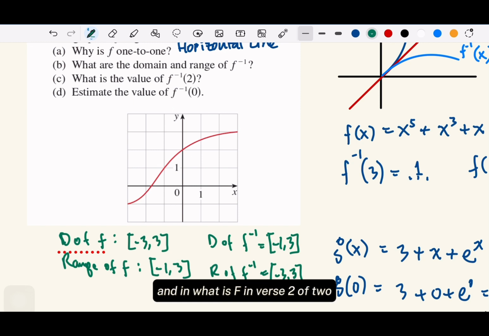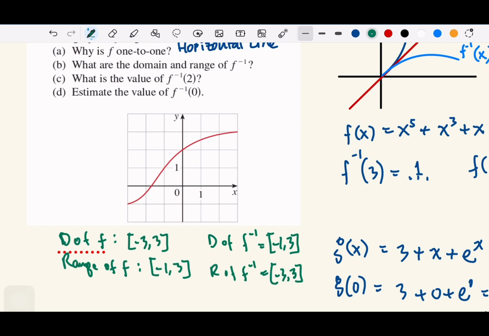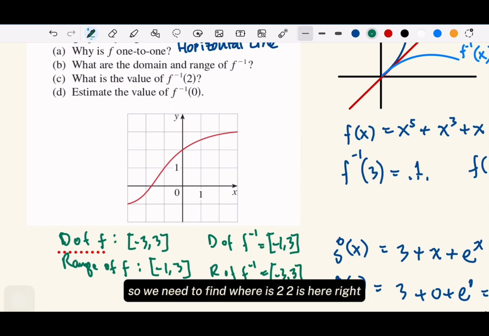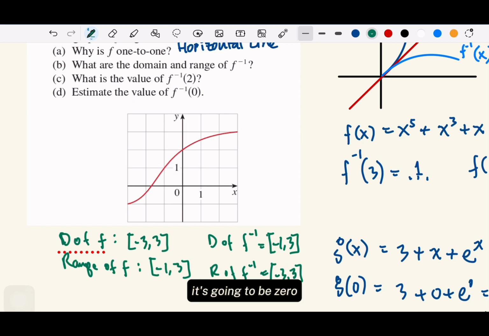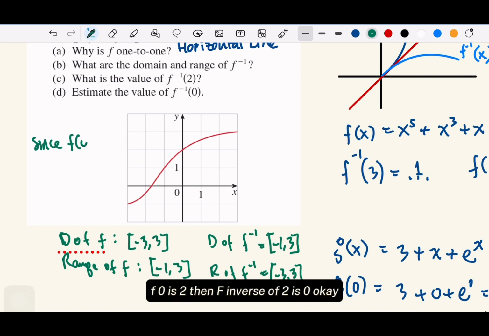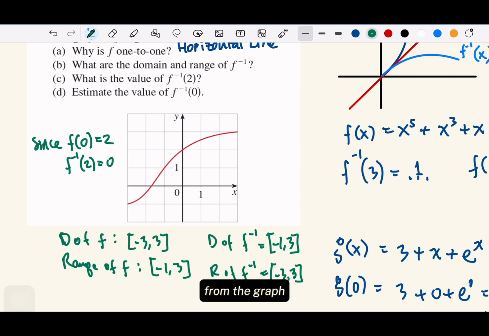And then what is f inverse of 2? Remember we exchange domain and range? So we need to find where is 2. 2 is here, right? So it means that it's going to be 0. So let me write here. Since f of 0 is 2, then f inverse of 2 is 0. Okay? From the graph.